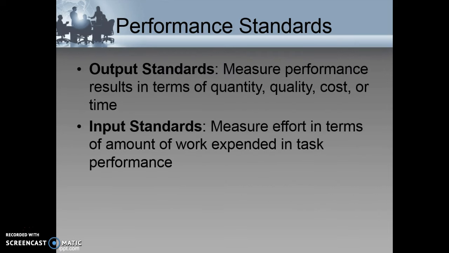You can have both output and input standards. Output standards are much more common. They measure the performance of results in terms of quantity, quality, cost, or time. You can have input standards, which are often used when outputs are either difficult or expensive to measure. These are things that we're looking at, time of work expended and task performance. Example, are we able to follow the rules? What is the efficiency level? What is our attendance level? And so on. Just because our input standards are high does not necessarily guarantee that we have high quality output standards.